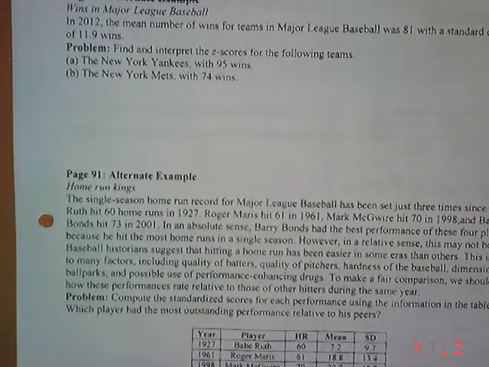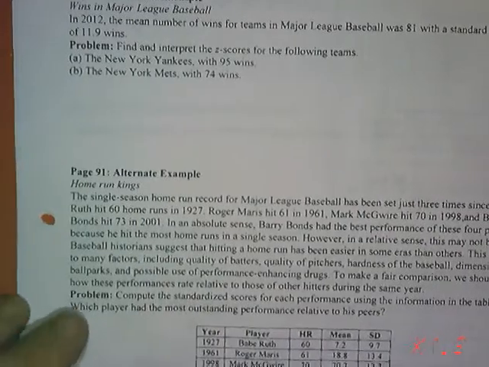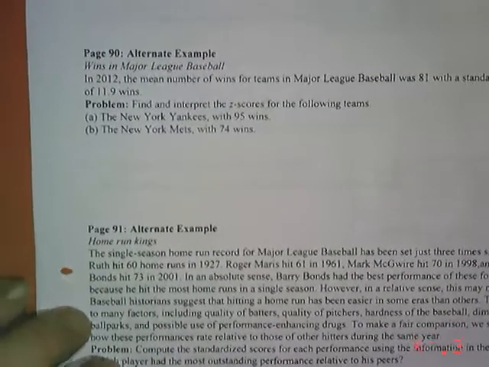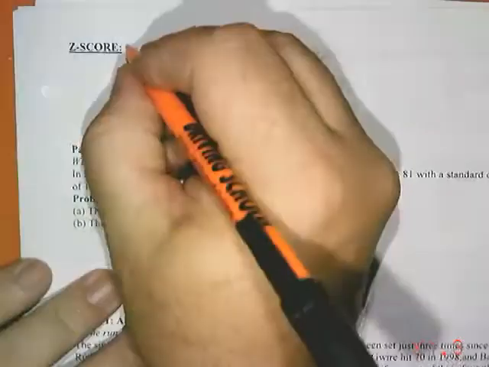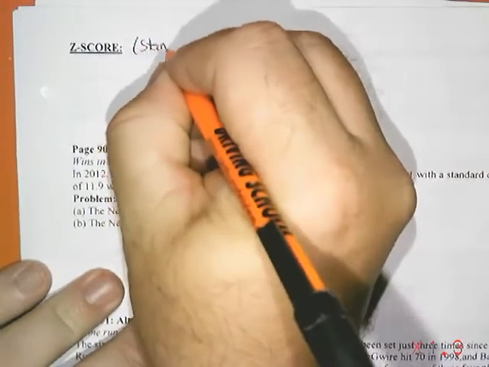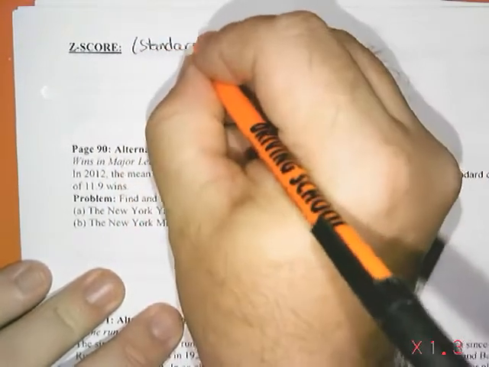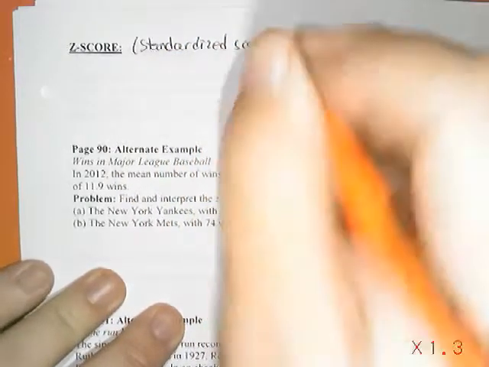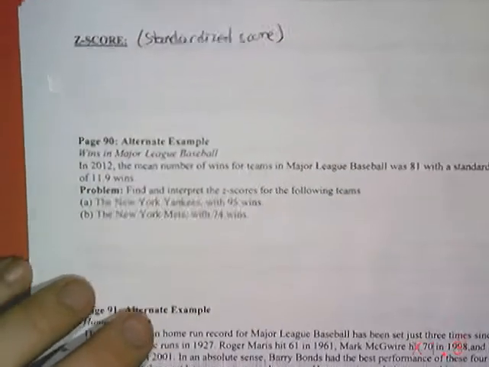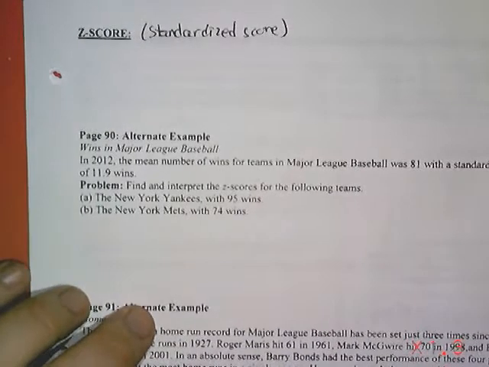Now, Roger Maris, his z-score was 61 minus 18.8 divided by 13.4, which turns out to be 3.15. So not even close to Babe Ruth. He may have hit more home runs in a year, but Babe Ruth, compared to his peers, did a better job. Babe Ruth was far above Maris in that respect.